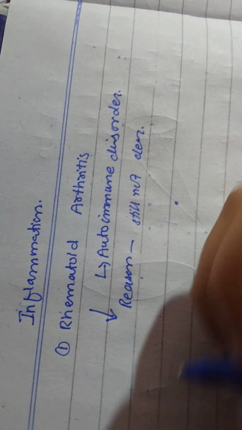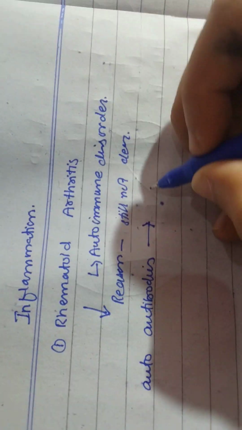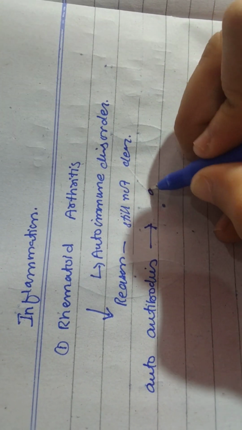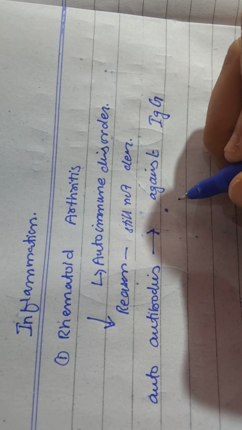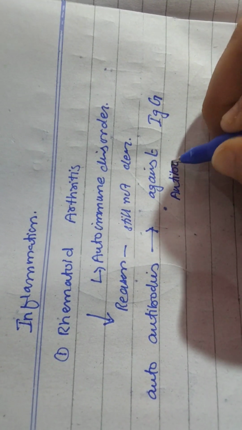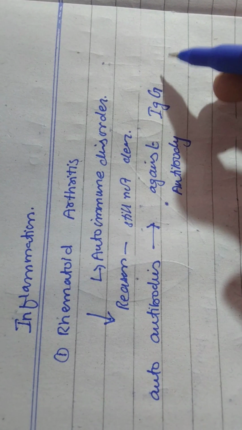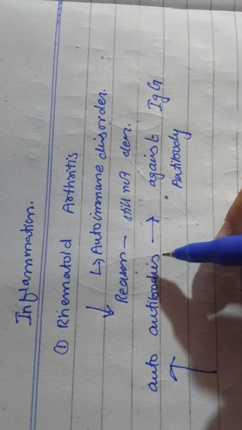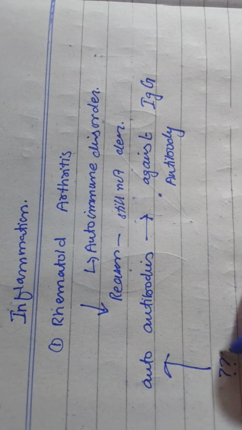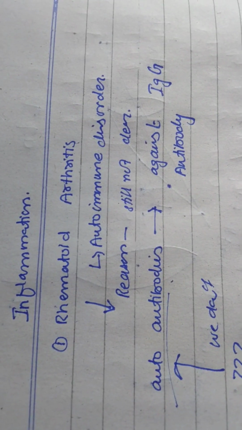In some books it is written that autoantibodies are produced, and these autoantibodies work against our IgG antibody, immunoglobulin class G, right? So some autoantibodies are produced which work against the IgG antibody, and who produces these autoimmune antibodies, or why they are produced, is still not known. We don't know the cause of producing them, right?